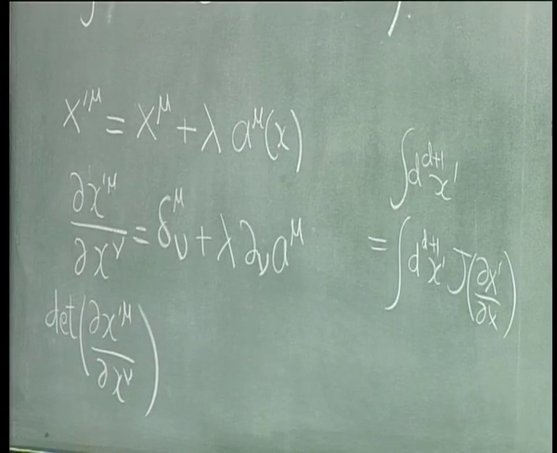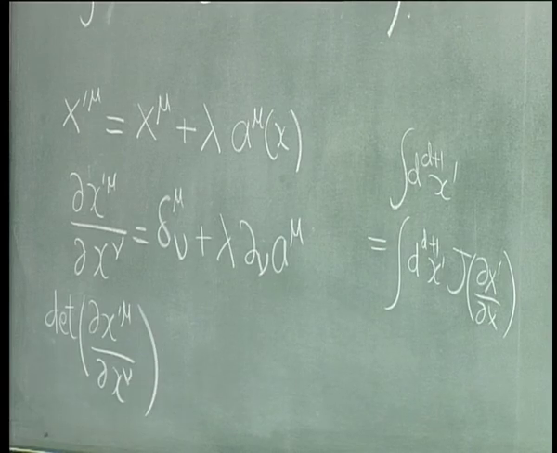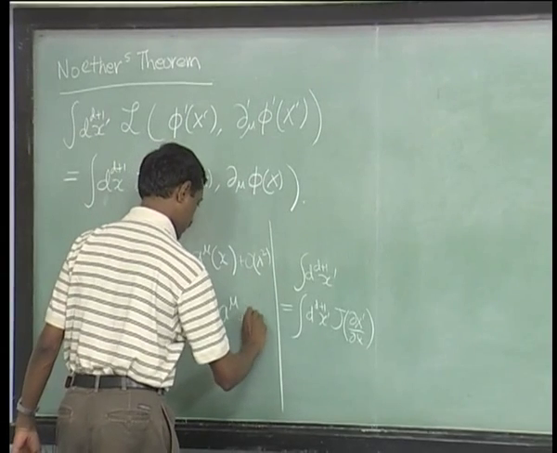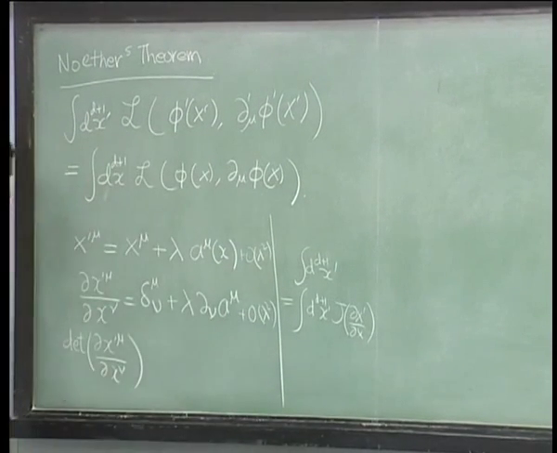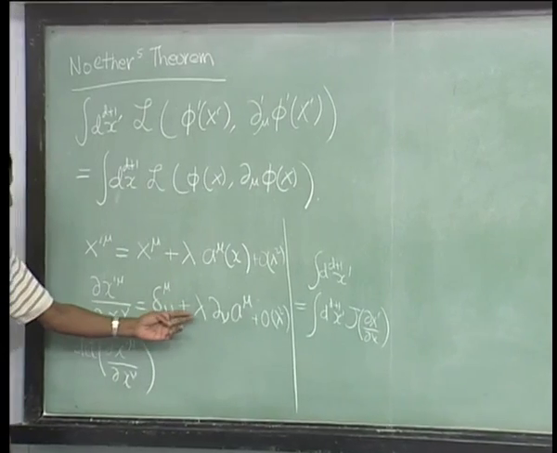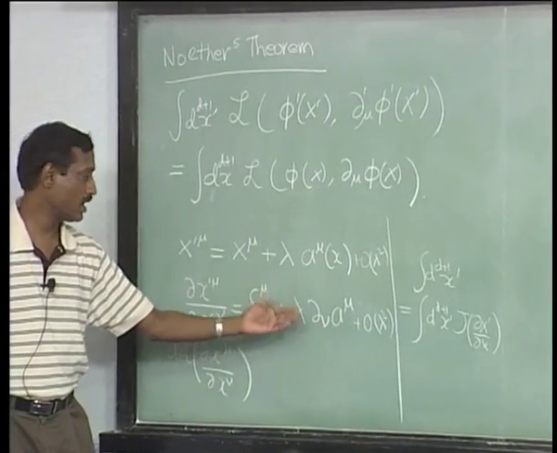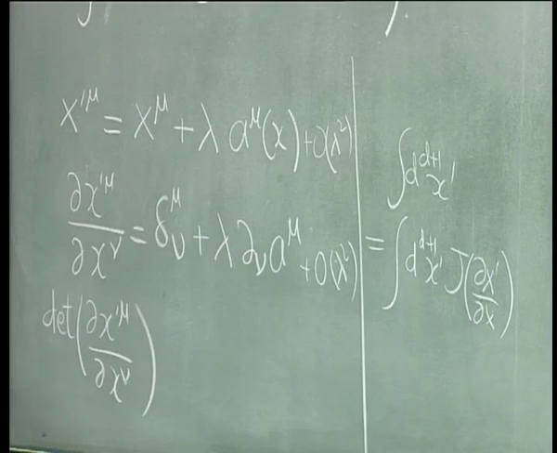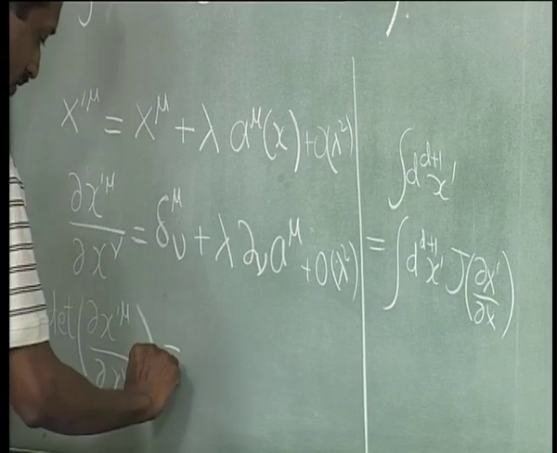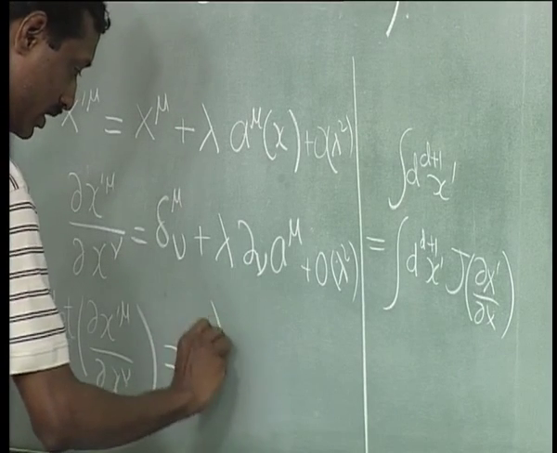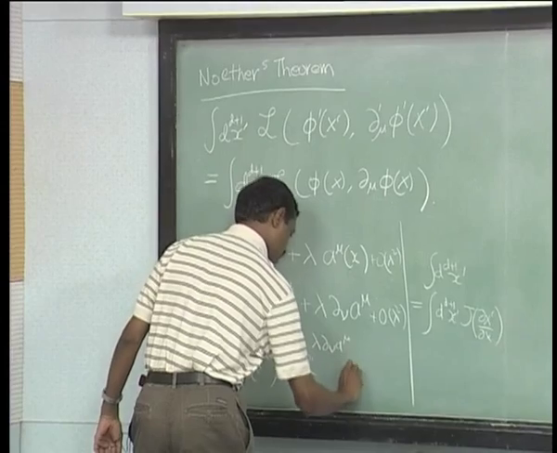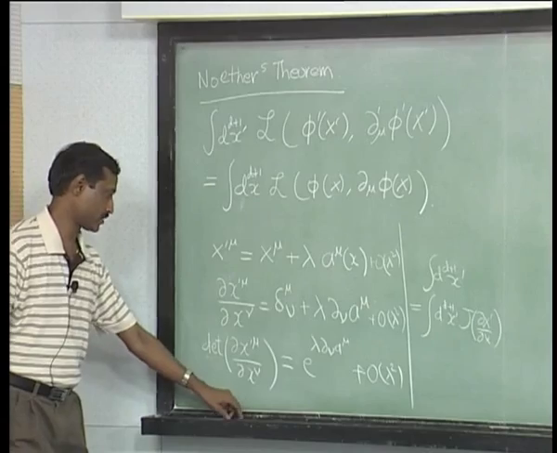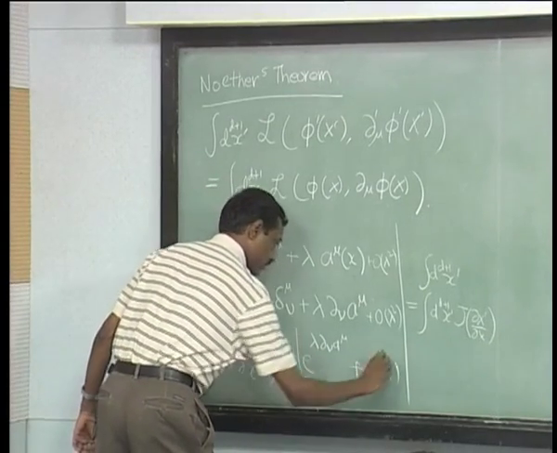Now, this looks very complicated, but this is only to order lambda squared. What I will do is use a simple device: since this is only to order lambda squared, I can take this as the identity matrix plus some other matrix, and write that as an exponential. So, this is equal to e to the power lambda d nu a mu, plus of course errors of the order of lambda squared. Okay. And I need to take the determinant of this.